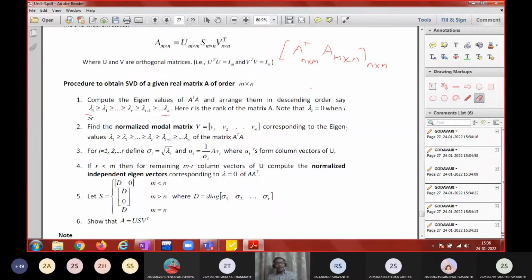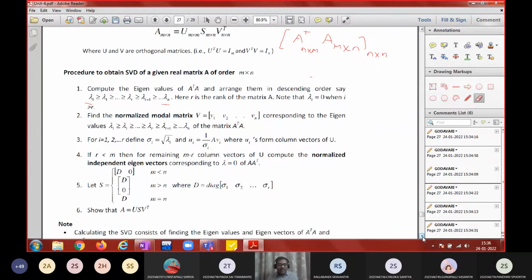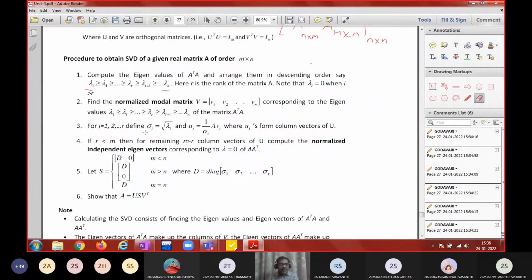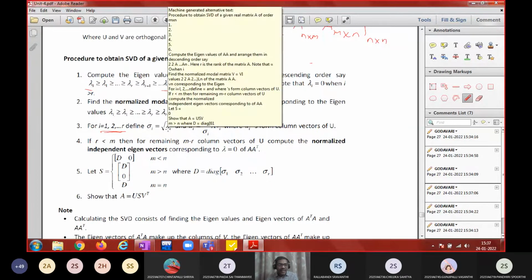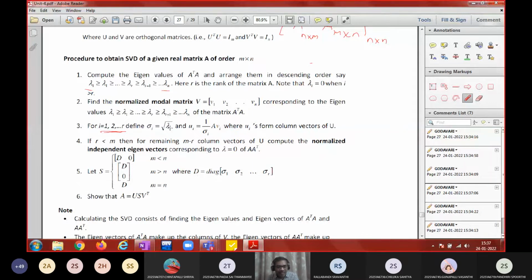Once you have V, you can find V transpose. Then you define some elements: sigma i is the positive square root of the non-zero eigenvalue. You have n eigenvalues; you collect the non-zero eigenvalues, and for each of them you take the square root. The value obtained is the so-called singular value. Lambda i is the positive eigenvalue, and the square root of lambda i is the singular value.